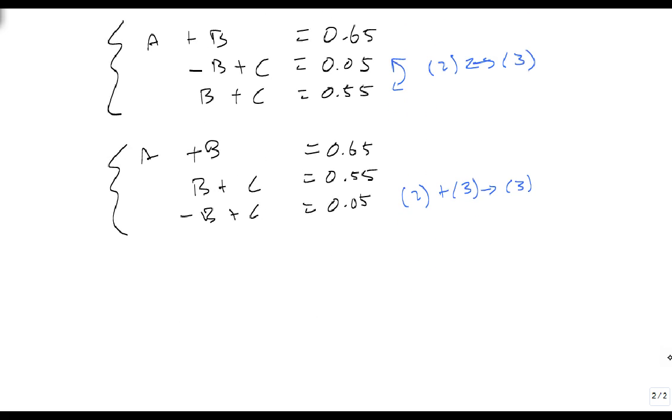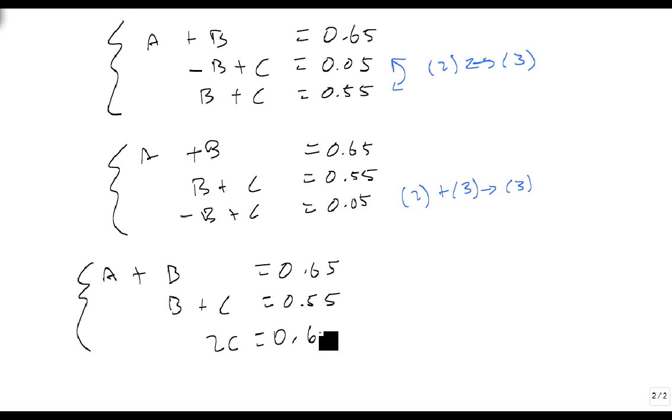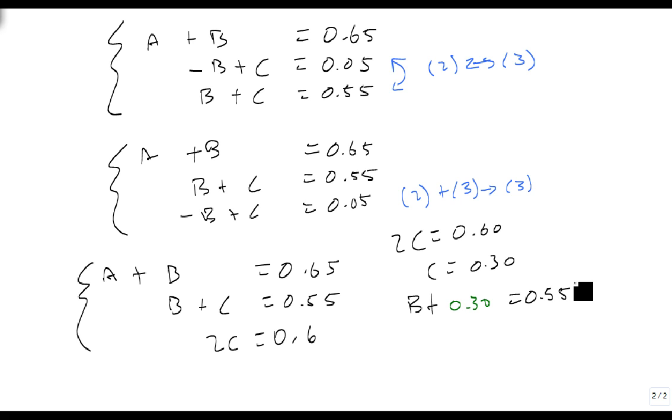So we need just a little bit more room, and then we're going to be just about done with this problem. So A plus B is 0.65, B plus C is 0.55, and when we add these together, we get 2C equals 0.6. So if 2C equals 0.60, that means C is 0.30. So then B plus 0.30 is equal to 0.55. Subtract that over. B is equal to 0.25.